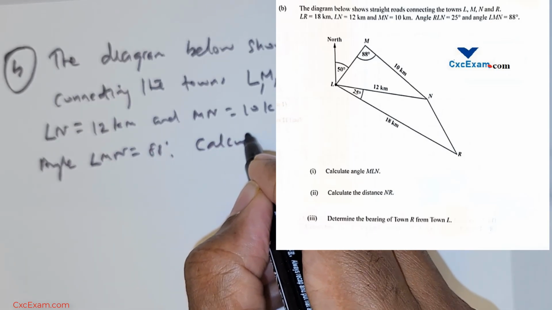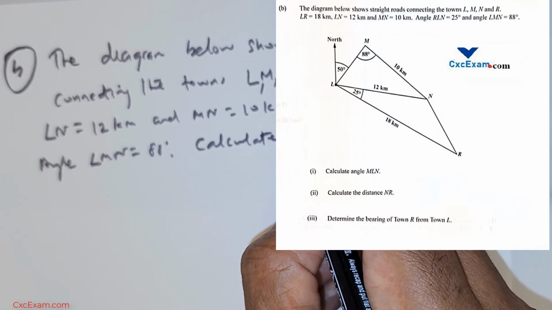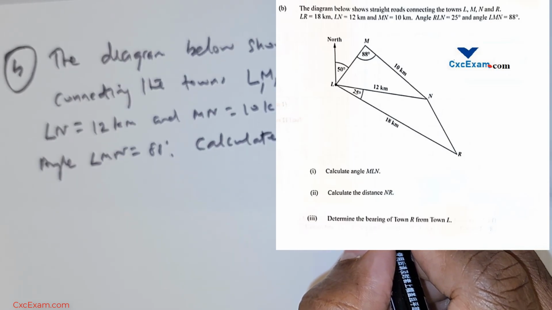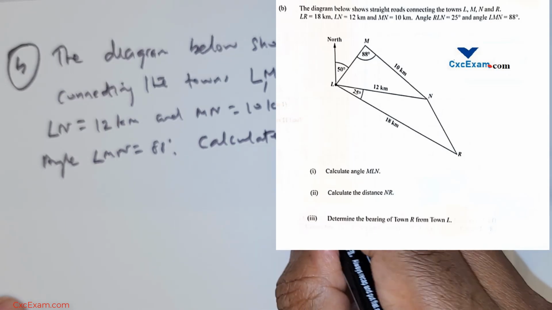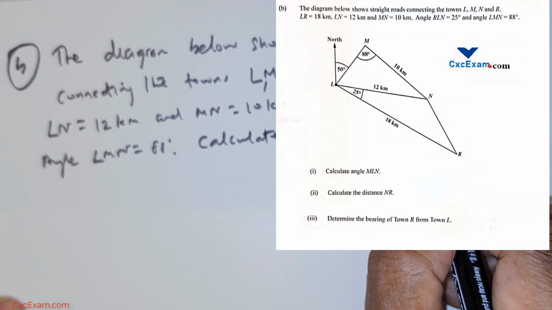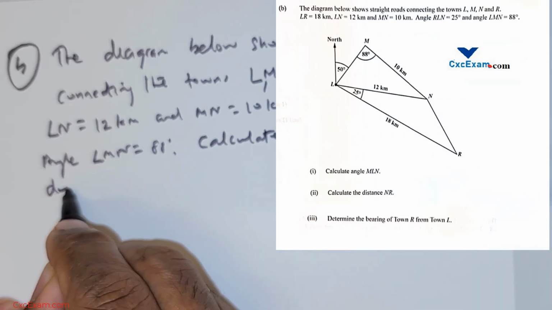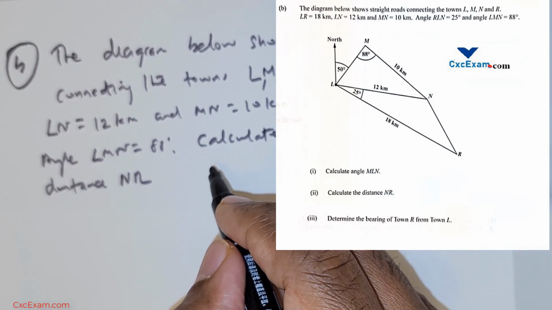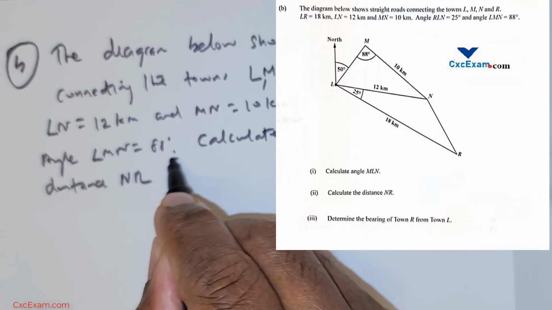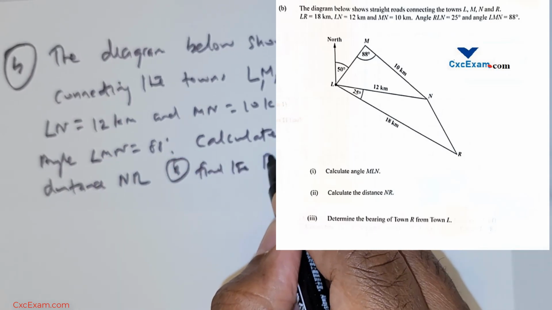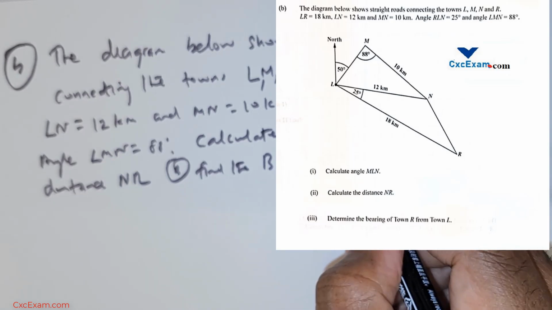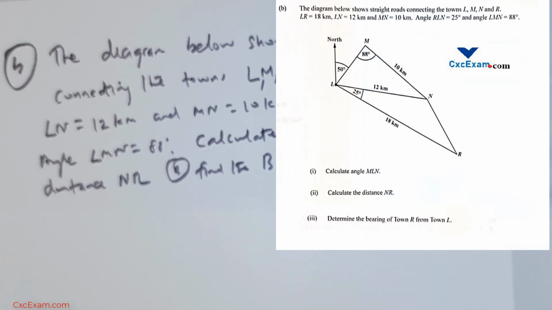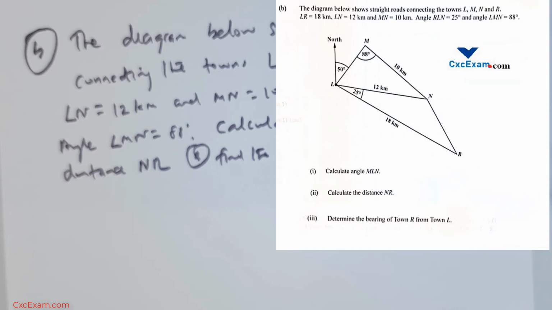We have to calculate angle MLN, and this is the first question. Second question, find the distance NR, and the next question is find the bearing of town R from town L. Okay, so we need to get all of this.